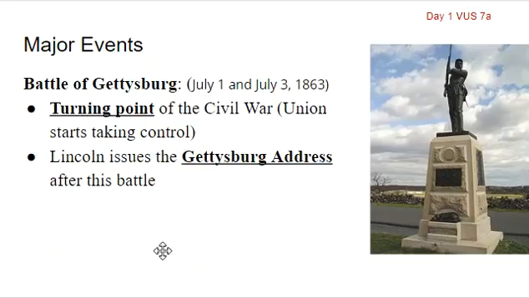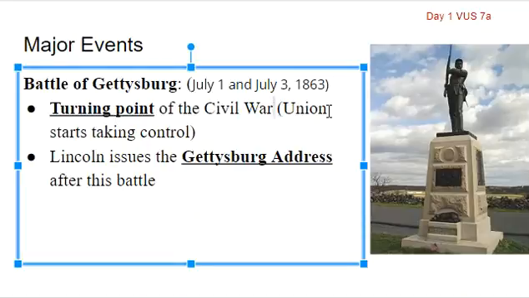The next major battle is the Battle of Gettysburg. This was a three-day battle. It lasted from July 1st, July 2nd, all the way to July 3rd in 1863. And this was a turning point of the Civil War, because from here on out, the Union takes control. The Union starts winning all the battles. They clearly are going to win the war at this point.